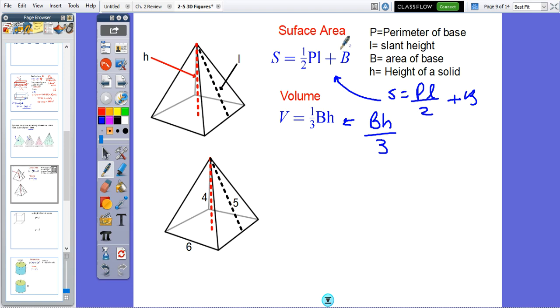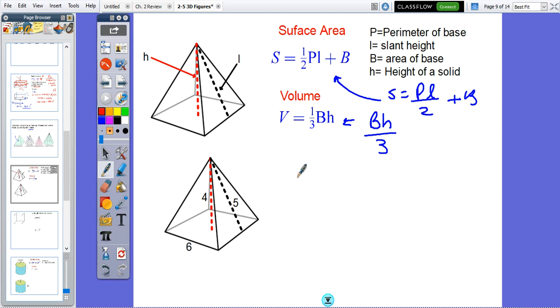When we do a slant height, the slant height is for the surface of the perimeter, so surface area. And then we have a height on the inside. That's also called our altitude. That one's used for volume. So think about it. If the height is inside, it's volume. If the height is outside, it's surface area.